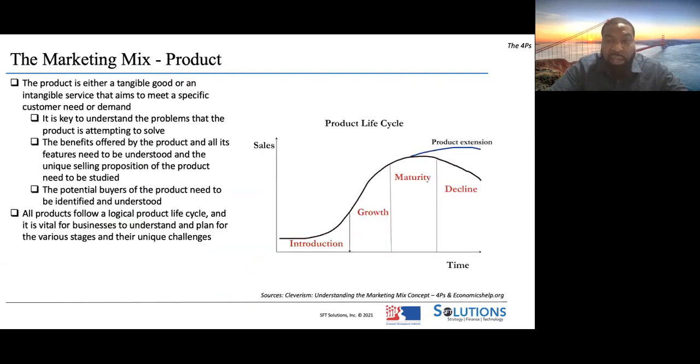So when we're talking about product, you have to think about what do your customers want and how does it differ from competing products, right? What's your brand? What's the quality? What's the packaging? Why is your customer seeking out this good and why are they not getting it from a competitor?